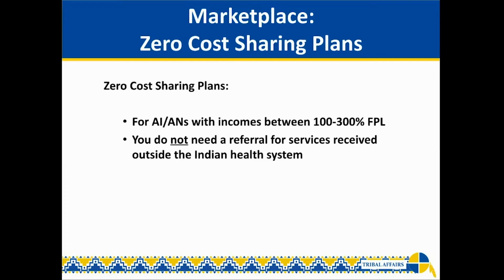There are two marketplace plans for Indians. The first is the zero cost sharing plan. You may qualify for this plan if your income is between 100 and 300% of the federal poverty level. For example, in 2020, 100% of the federal poverty level for a family of four is $26,200, and 300% of the federal poverty level for a family of four is $78,600. In zero cost sharing plans, you do not need a referral for services received outside the Indian health system.